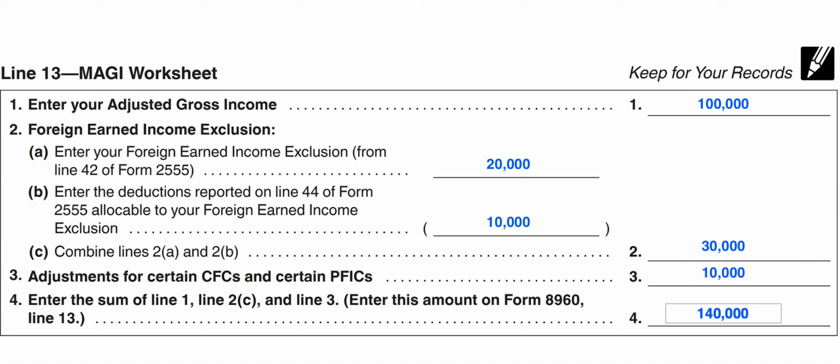So first things first, what is a CFC or a PFIC? If you don't know what it is, you probably don't own one. It's not going to be anything that you have in your 401k or in your IRA that you accidentally own. So if you don't know about this and you aren't claiming any exclusions of foreign earned income, if you don't file IRS Form 2555, you probably can just skip this and enter your AGI into line 13.